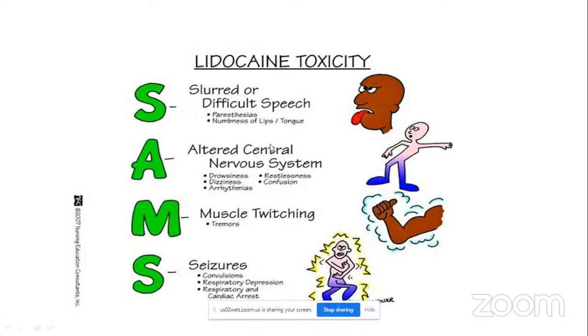Initially slurred or difficult speech. The patient complains of perioral numbness of lips, tongue, and paresthesias around the mouth. This is followed by altered CNS symptoms like drowsiness, dizziness, arrhythmias, restlessness, and confusion. Initial agitation, later depression, followed by muscle twitching or tremors. If it is not treated at this stage, there occur seizures, convulsions, respiratory depression, and respiratory and cardiac arrest. This is the mnemonic.